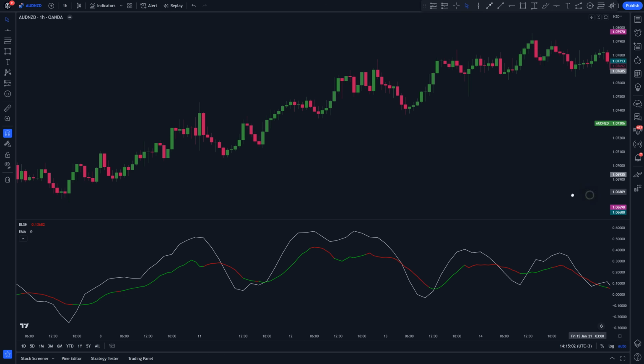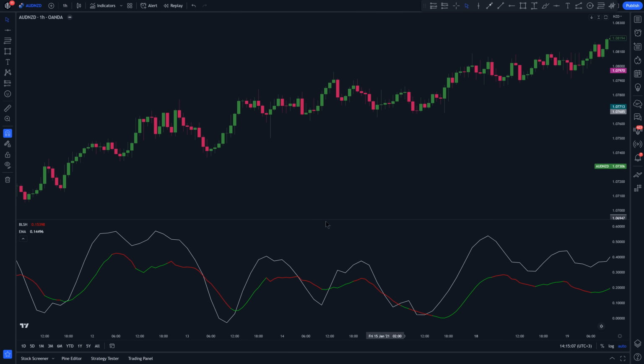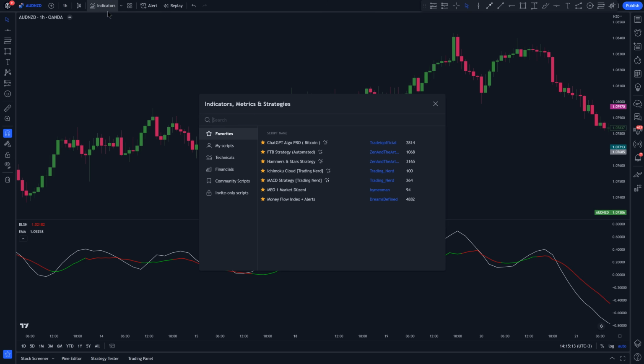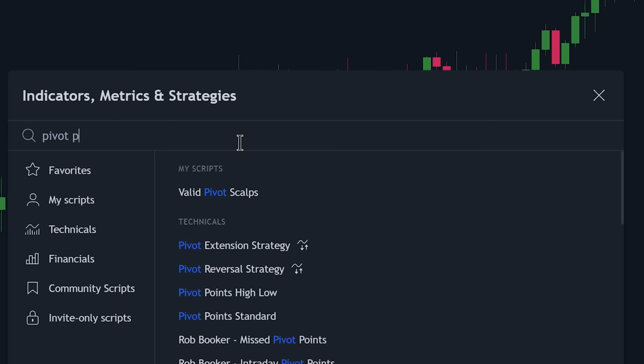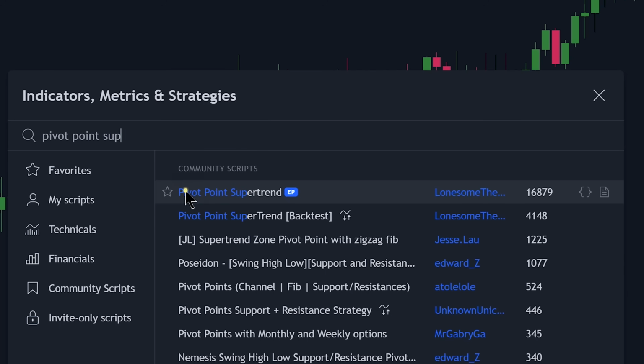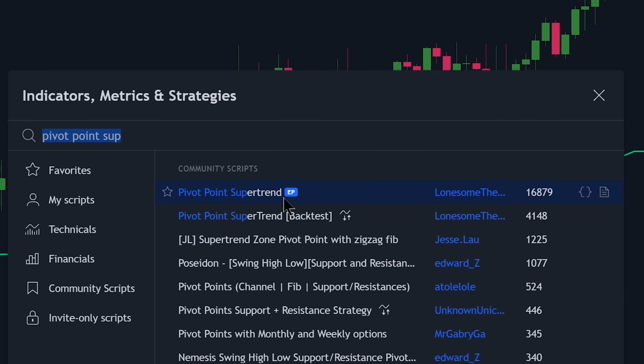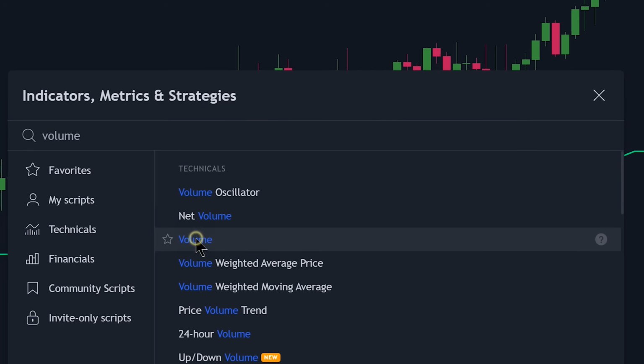Back to the video. Now, to add the other 2 indicators I mentioned earlier, you just click here and type in pivot point super trend and select this one by Lonesome the Blue. Next, type in volume. Select this one by Tradingview, that's under Technicals.